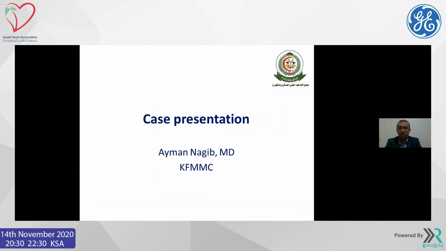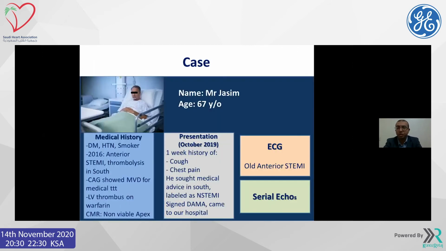So this is a case presentation. Our patient is named Mr. Jassim. He's a 67-year-old gentleman, a known case of diabetes, hypertension, and a smoker. In 2016, he experienced an anterior STEMI and received thrombolysis in the south. The coronary angiography then showed multi-vessel disease for medical treatment. He also had an LV thrombus, and warfarin was started. Cardiac MRI at that time showed non-viable distal LAD territory.